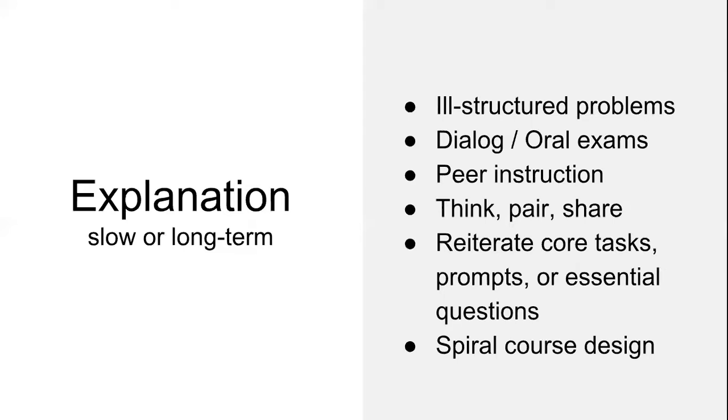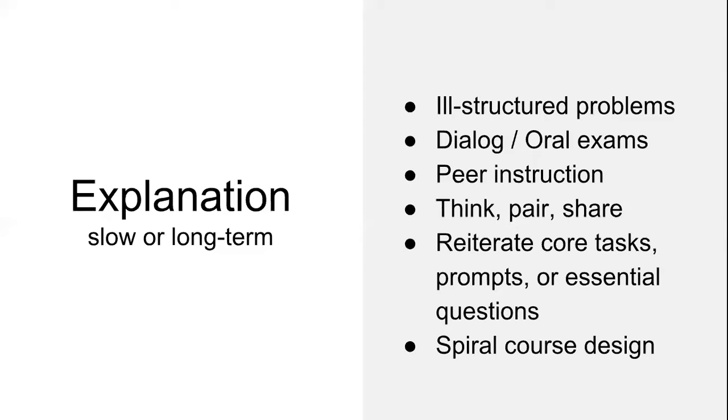Things that are slower or longer term in terms of explanation are doing things like ill-structured problems that don't have a specific answer, that are more messy. You can think about dialogue or oral-based exams that might be a little more open-ended, that require you to articulate things on the spot. Peer instruction is a good way of doing this. And long-term in this case means you would probably want to do that on a regular basis. Not like it takes 2 hours or something.